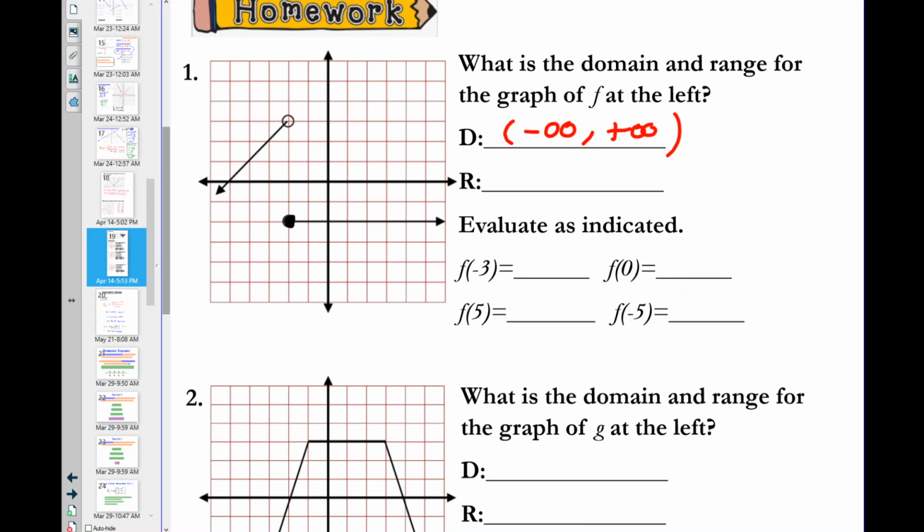Miles, you want to give it a shot? No, there's a range. You're fading off. Very good. Since this piece up here looks short, you kind of ignore it, but it's got an arrow. That's going down all the way to negative infinity. And then how high do we go? We go up to 3, but it's not included.